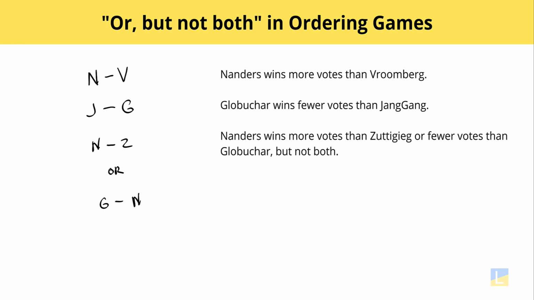And now let's go ahead and add the "not both." So in the first situation, if N is before Z, then that means N is going to also come before G. And in the second situation, if N is after G, N is also going to have to come after the Z.